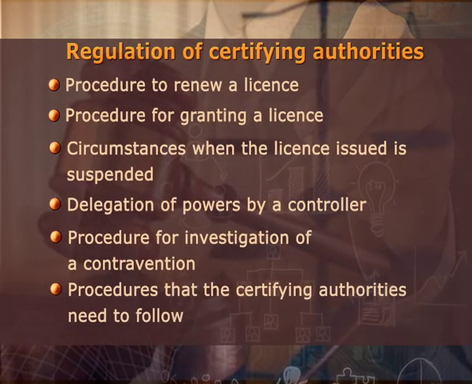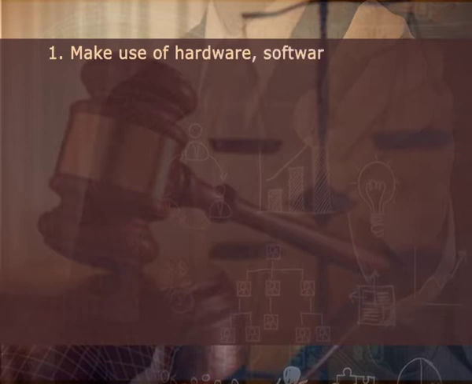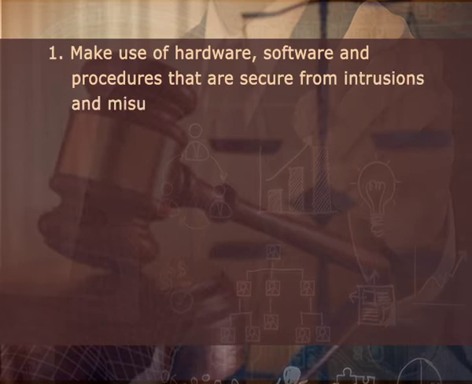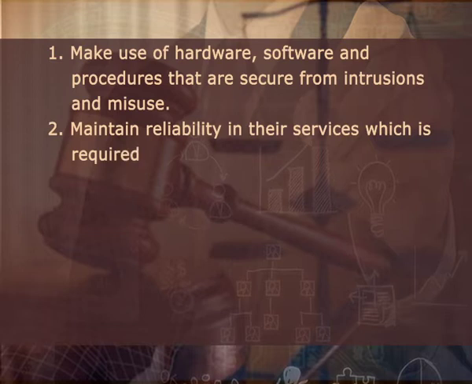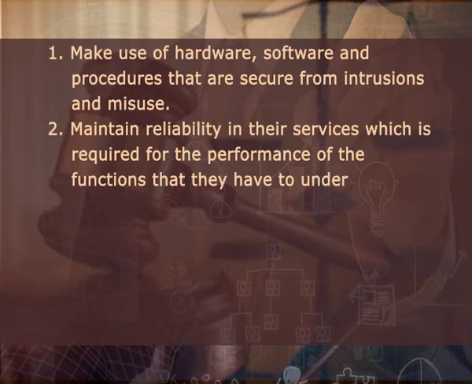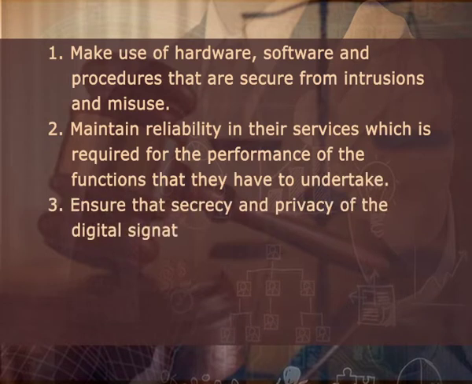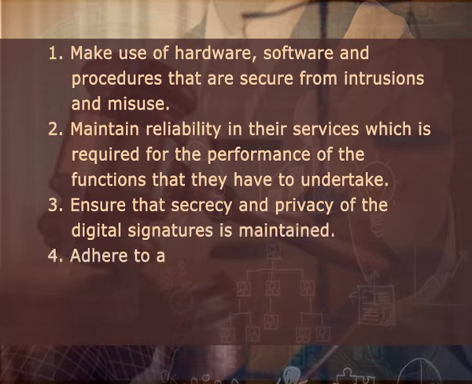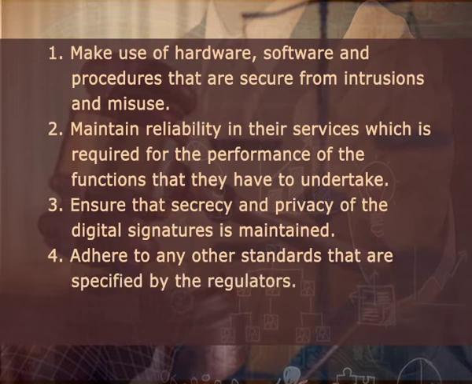Procedures that a certifying authority needs to follow. Every certifying authority needs to: 1. Make use of hardware, software and procedures that are secure from intrusions and misuse. 2. Maintain reliability in their services which is required for the performance of their functions that they have to undertake. 3. Ensure that secrecy and privacy of digital signatures is maintained. 4. Adhere to any other standards that are specified by the regulators.